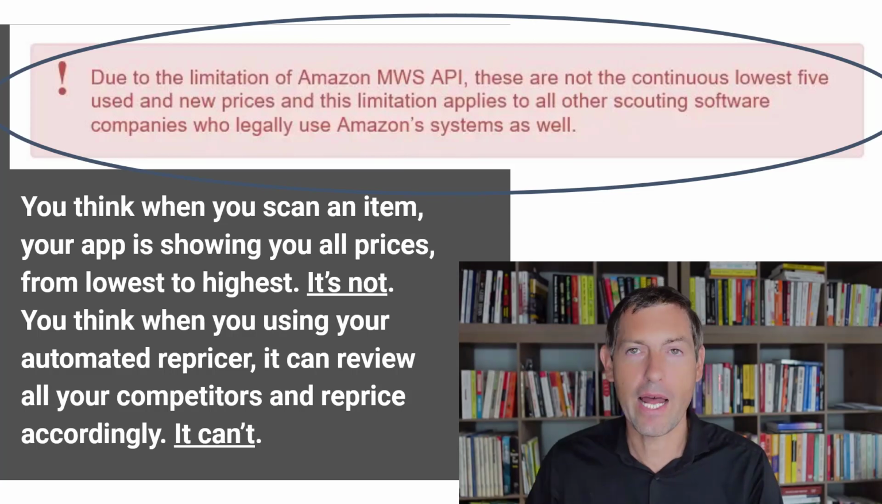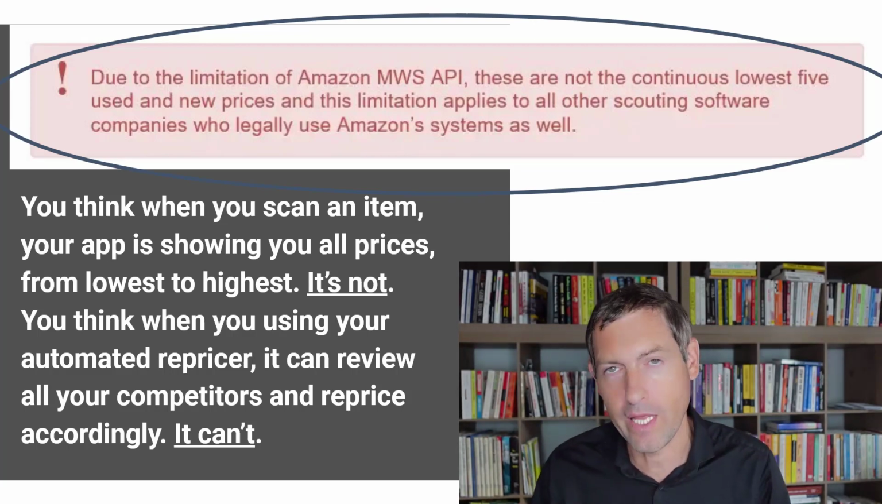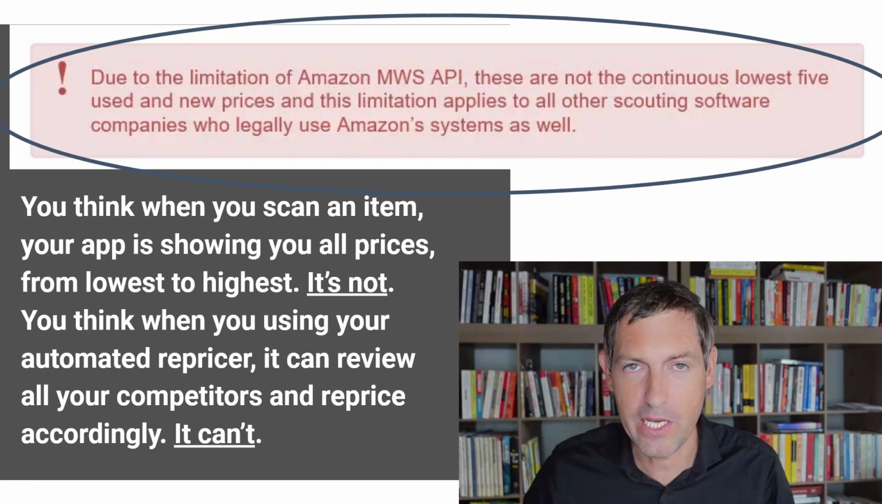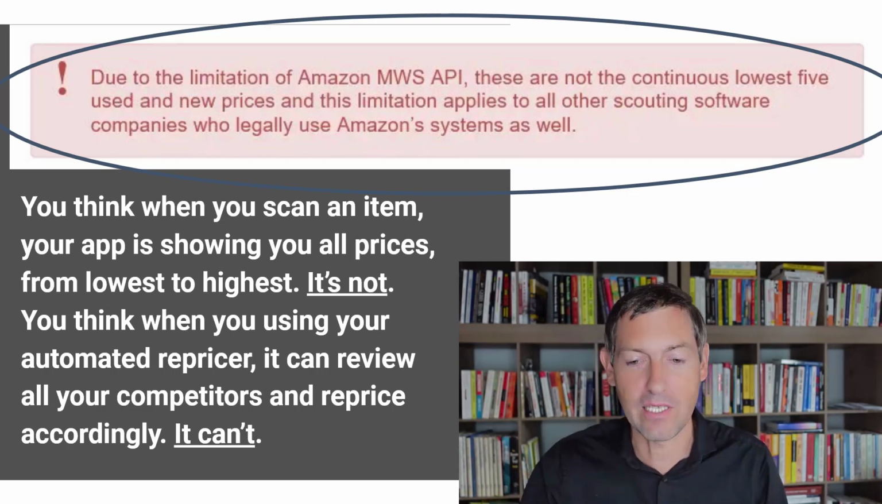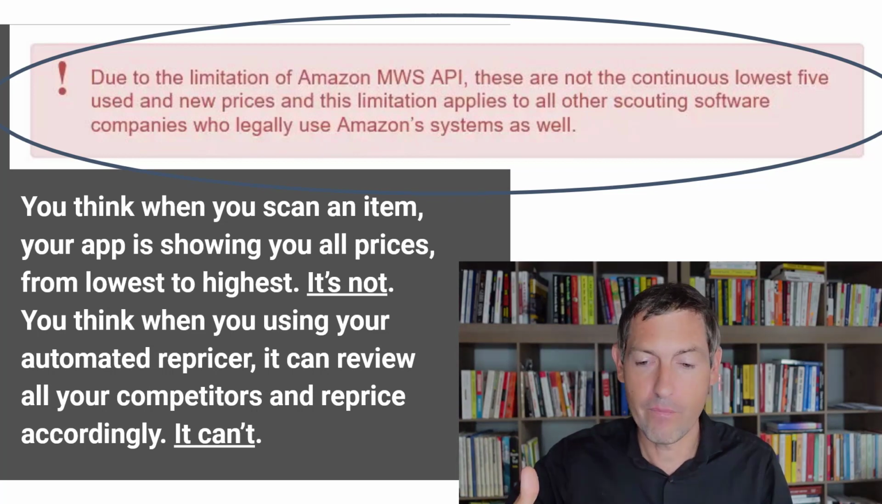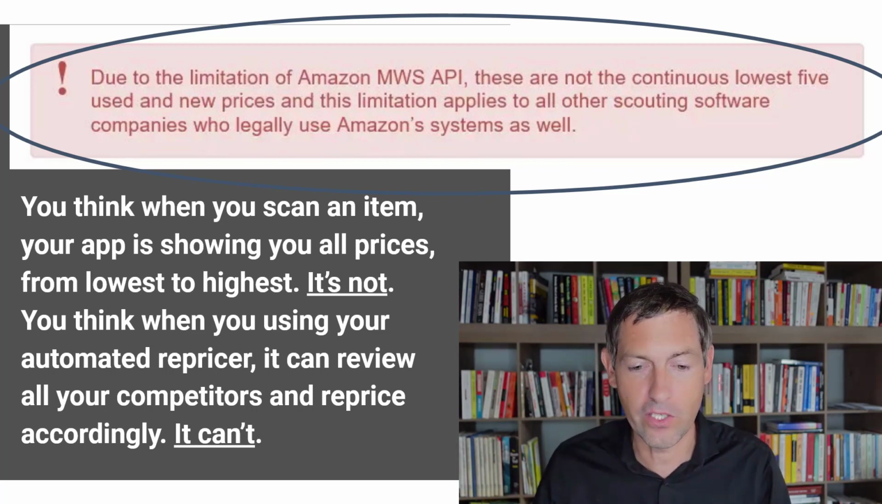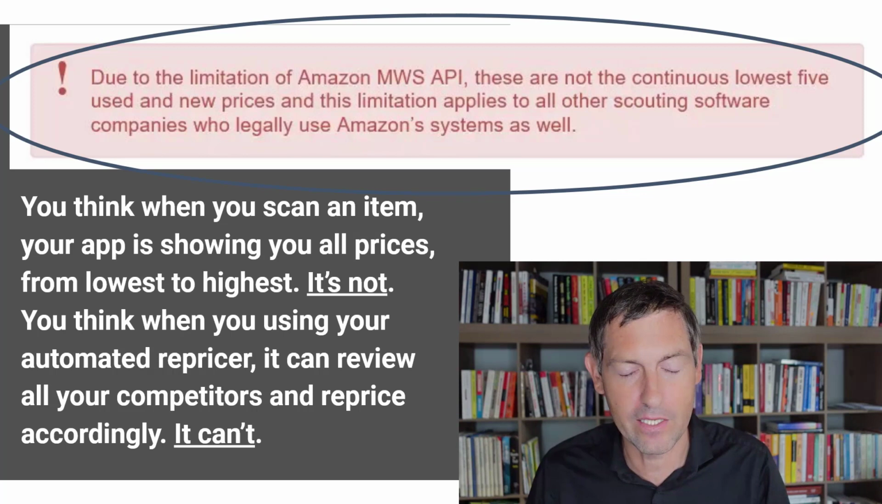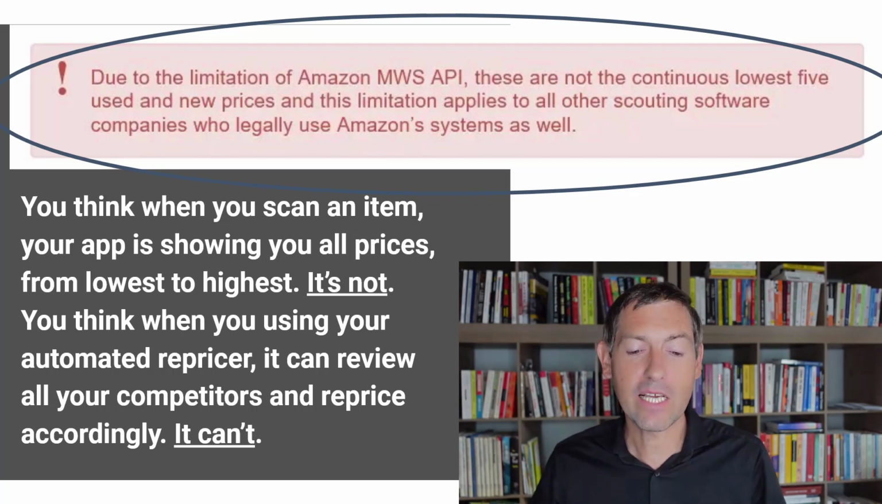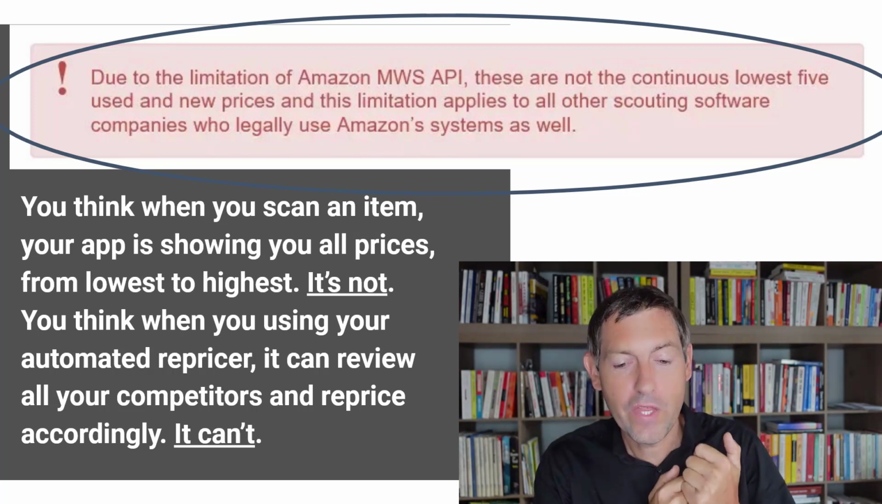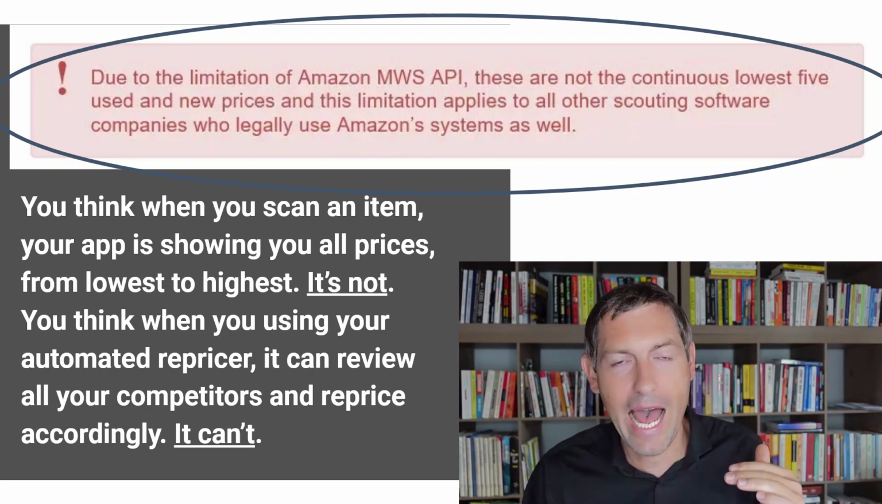So you can see the screenshot here at the top. This is from Scoutly, a scanning app company. They're actually very open about this blind spot. And they say, you can see here, it says, due to the limitations of Amazon's MWS API, you're not seeing the continuous lowest 5 used and new prices, et cetera, et cetera. They're very upfront about this. Most companies are not. So what this means is when you scan something, you think your app is showing you all the prices from lowest to highest, and it's simply not.